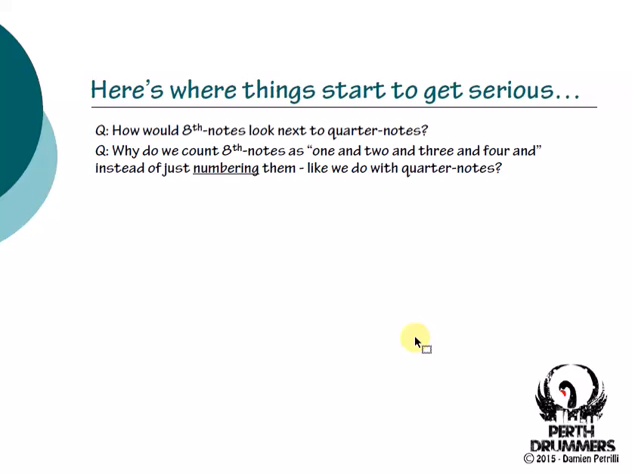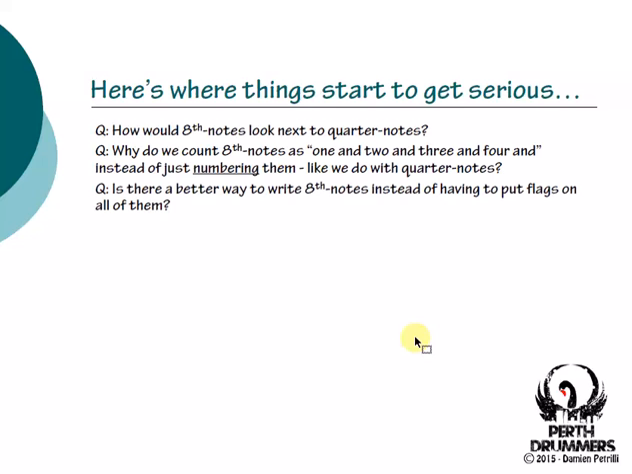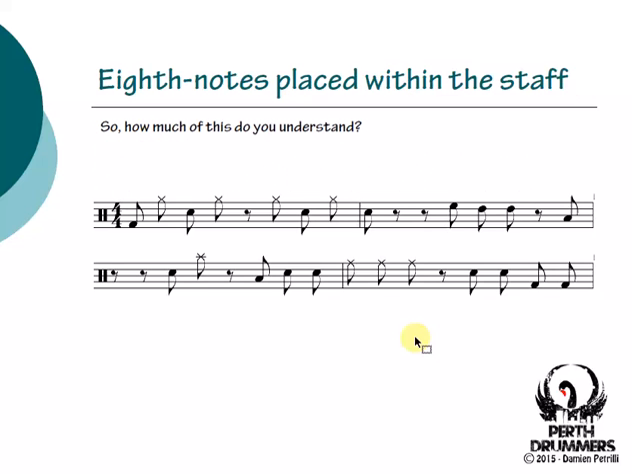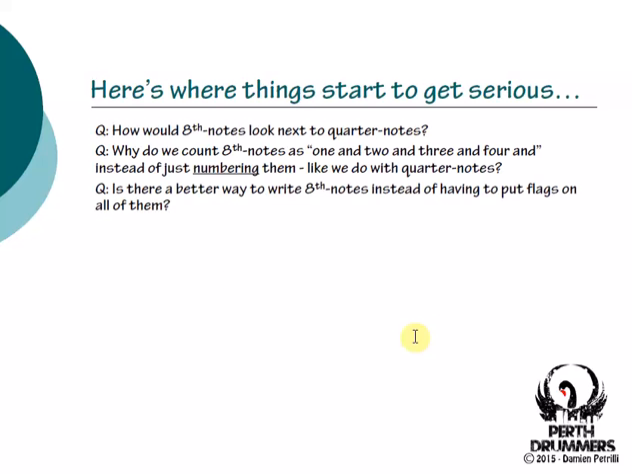Another question I would raise: why do we count eighth notes as 1 and 2 and 3 and 4 and, instead of just numbering them like we do with quarter notes? We looked at that a little bit earlier. I'm going to explain why those ands in between the numbers have to be there. And thirdly, is there a better way to write eighth notes instead of having to put flags on all of them? We saw in this example that it does look quite messy, probably a little bit difficult to read if we have to play it quite fast. There are ways of cleaning this up, so we're going to look at that now.